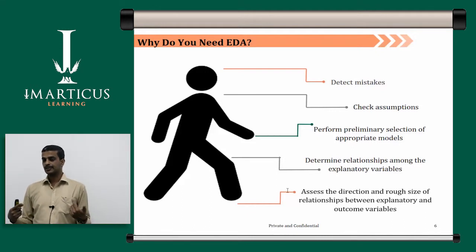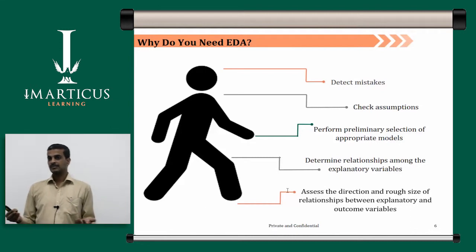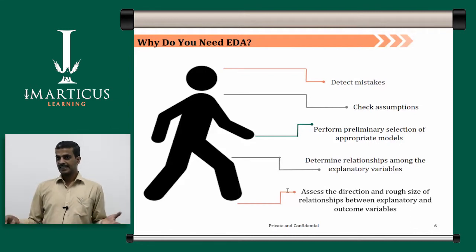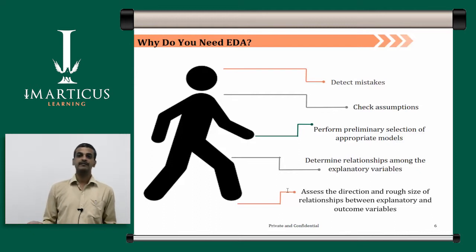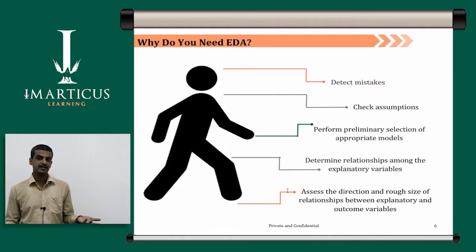Once again, to quickly go through, it is used to do the data cleansing, identify the mistakes in the data. It is used to check the assumptions made. It is used to perform preliminary selection, determine relationship among the explanatory variables that you have, and assess the direction and rough size of the relationships between explanatory and the outcome variables.